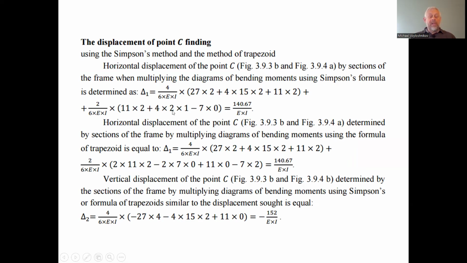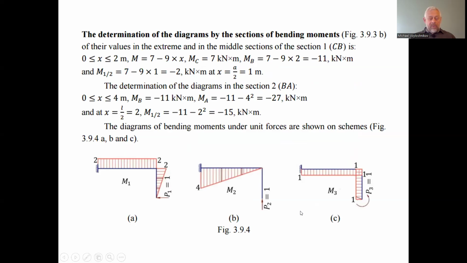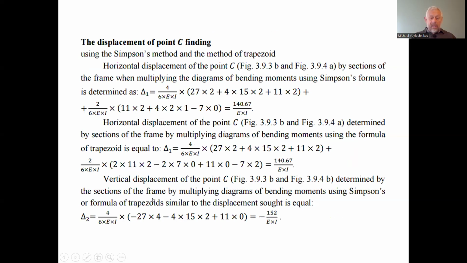But the second summand we can determine by use of the trapezoid rule, due to both diagrams: the diagram of the bending moment of the second element of the mechanical system BC under the action of the external load, which is linear, although a twisted trapezoid, but actually linear, and the diagram of the bending moment under the action of the unit force applied in the direction leftward at the point C. So we will not consider the first summand, just only the second one.